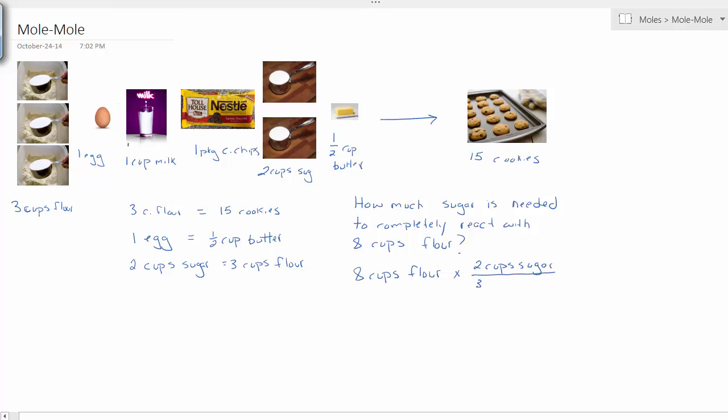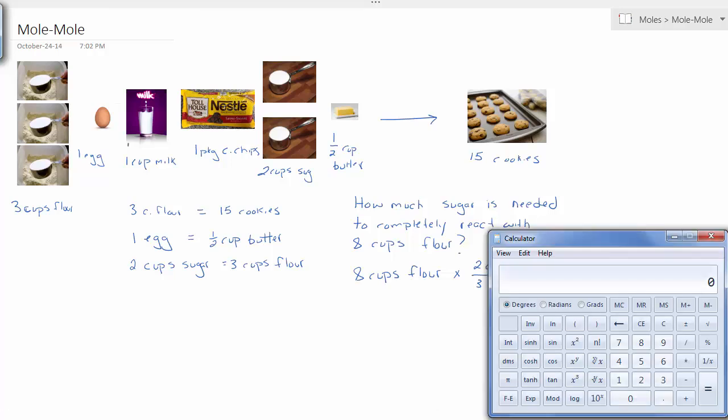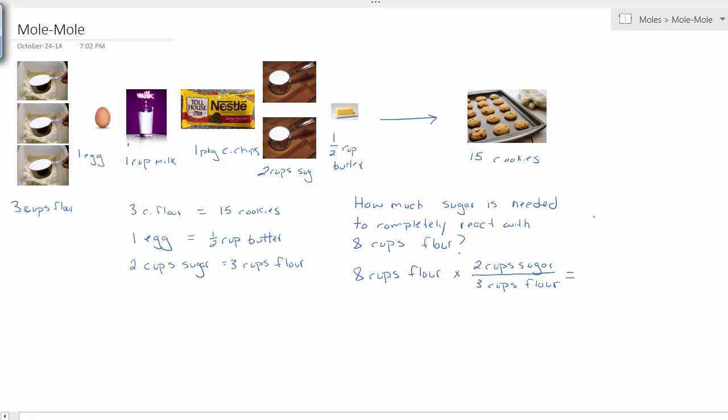8 cups of flour times 2 cups of sugar divided by 3 cups of flour. So we've already said that 2 cups of sugar is equal to 3 cups of flour. So what happens to my units there? 8 times 2 divided by 3 gives me 5.33. So cups of flour eliminate one another, and this leaves me with cups of sugar as my unit.